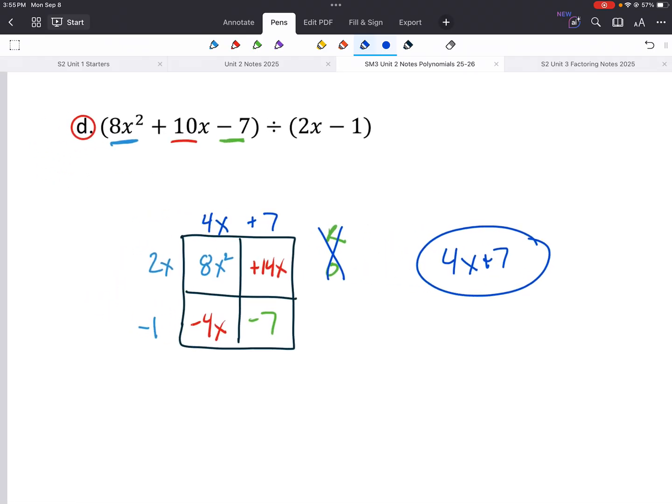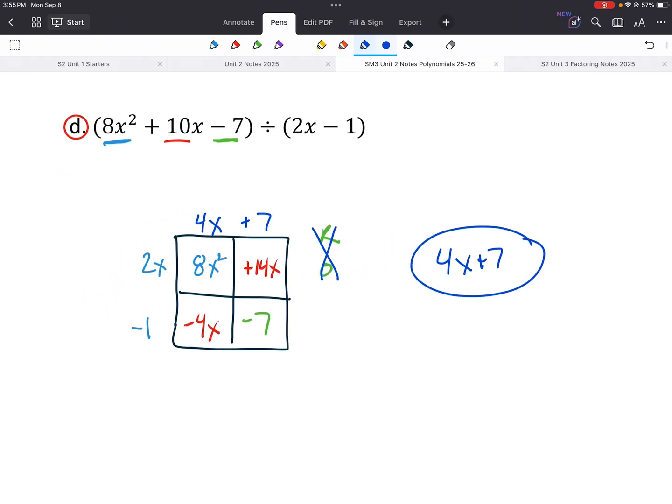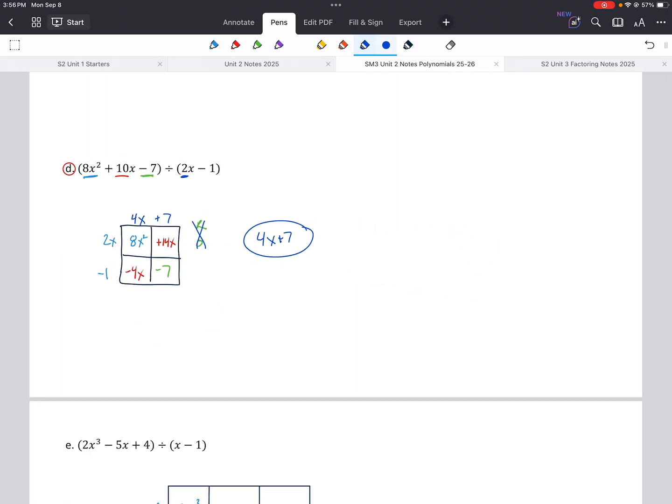Something else that we didn't mention before is that we have a coefficient in front of your x. It doesn't really make any difference. You're still just multiplying, okay?